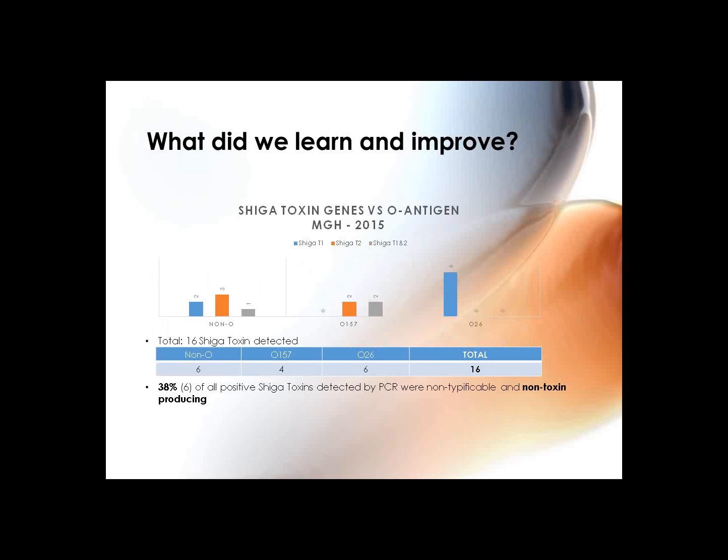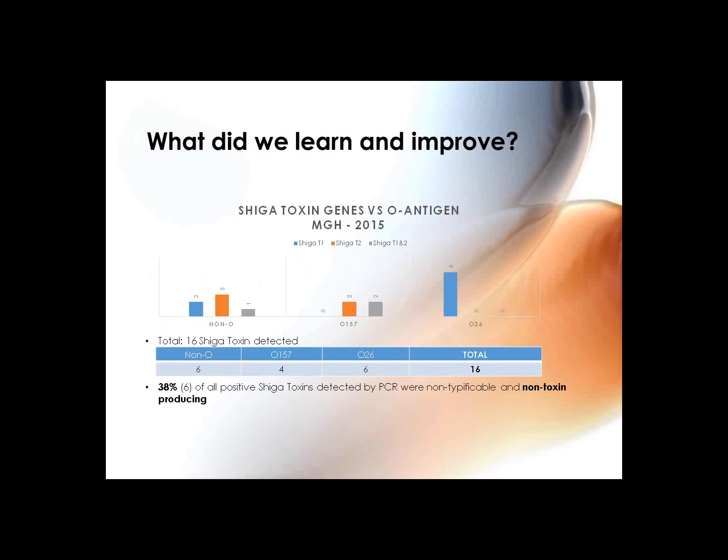And I just want to mention the case that Dr. Harrington mentioned before, where a patient came 3 times and no organism was identified until the PCR detected Shiga toxin 1, where in our case, all Shiga toxin 1 are O26. We don't have any O157 Shiga toxin 1.